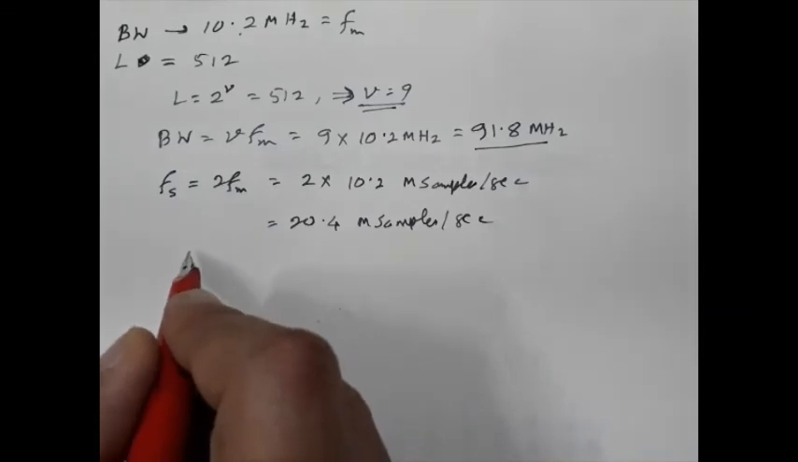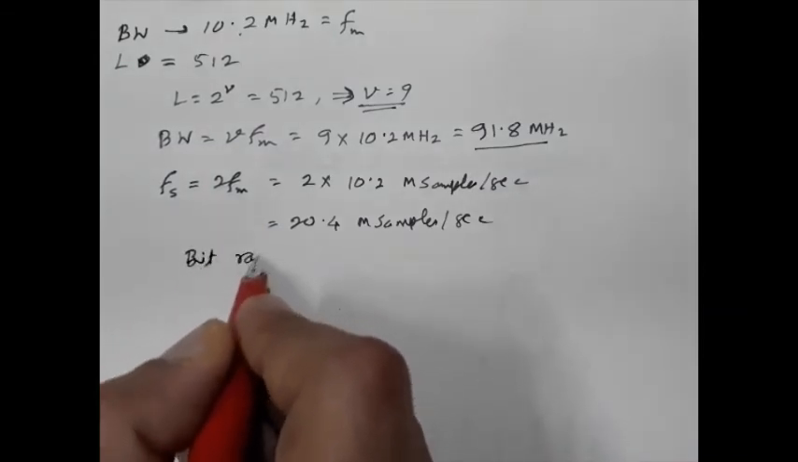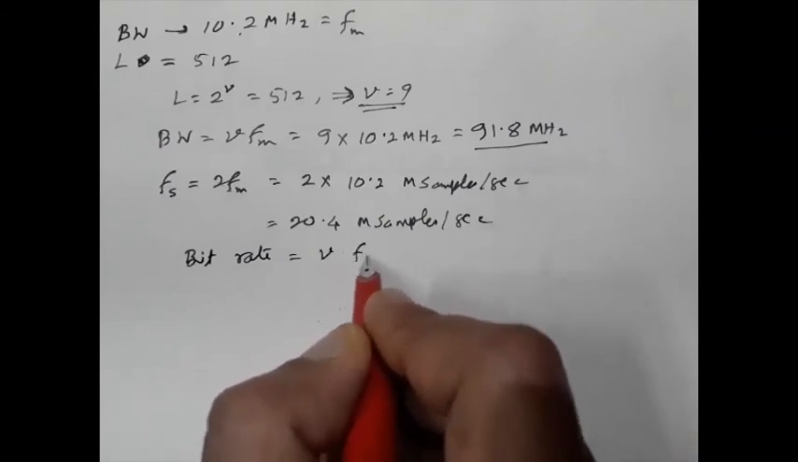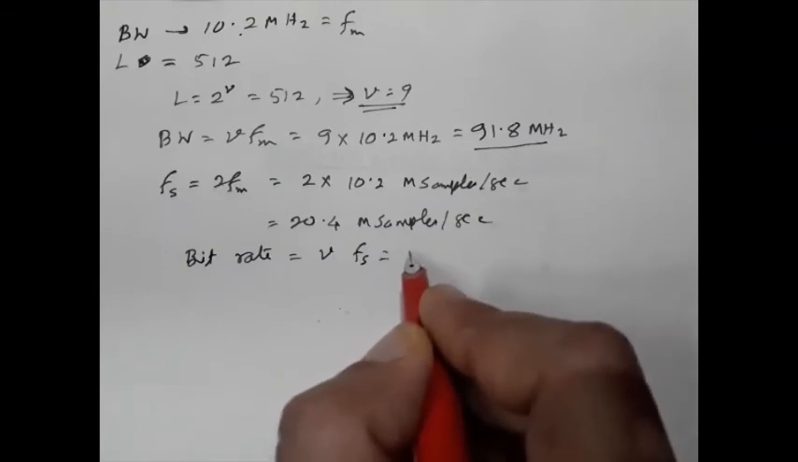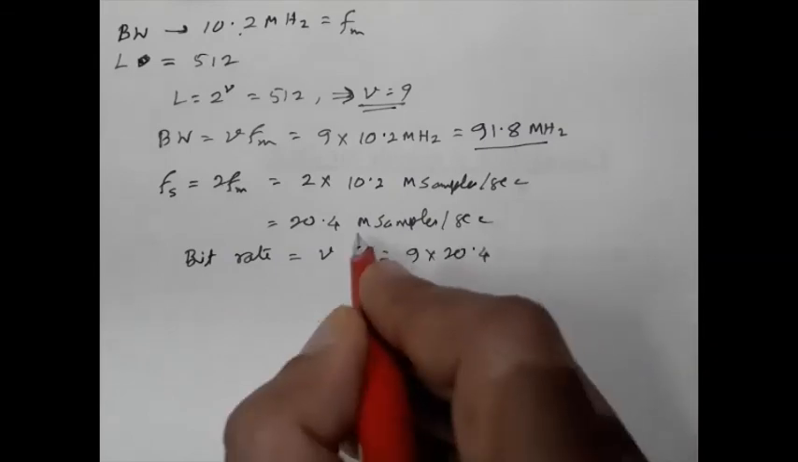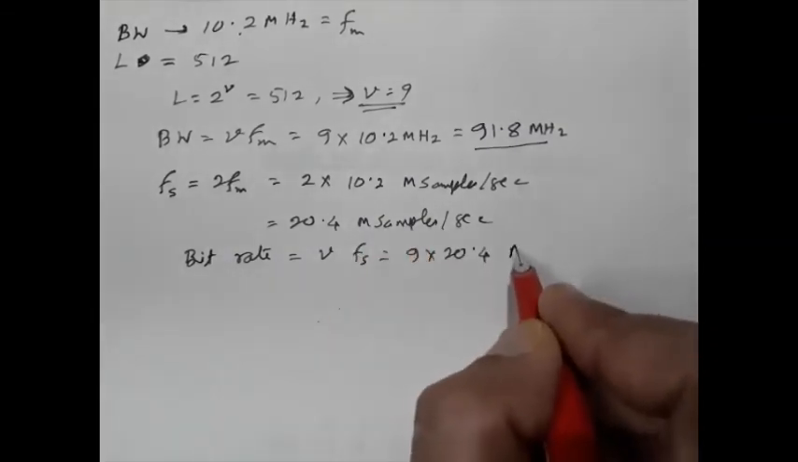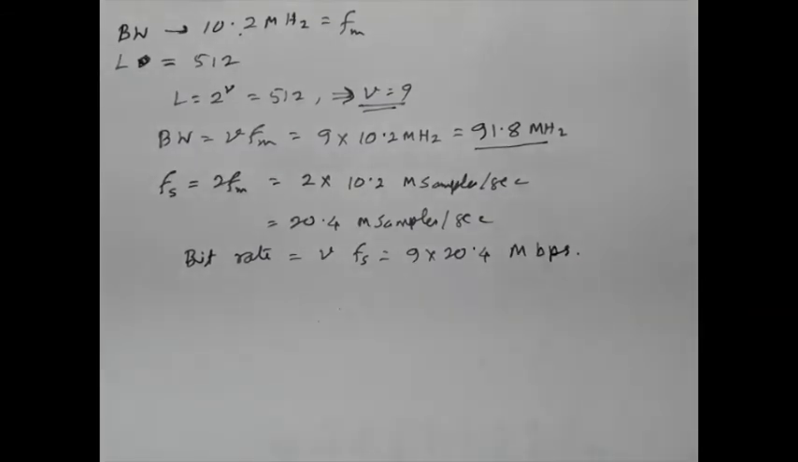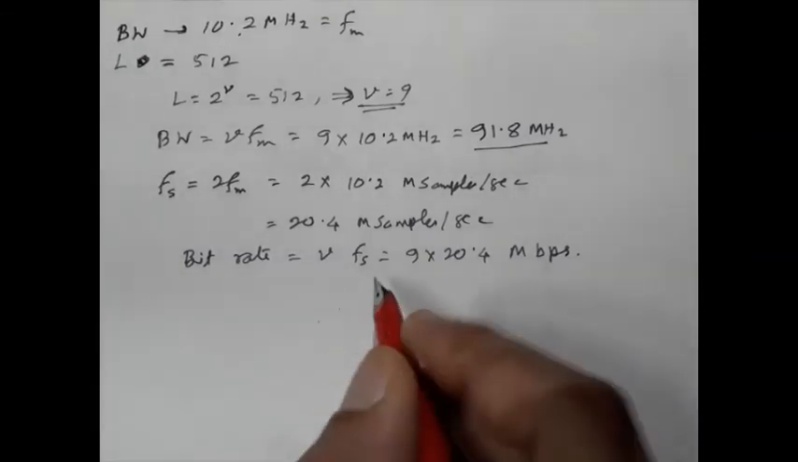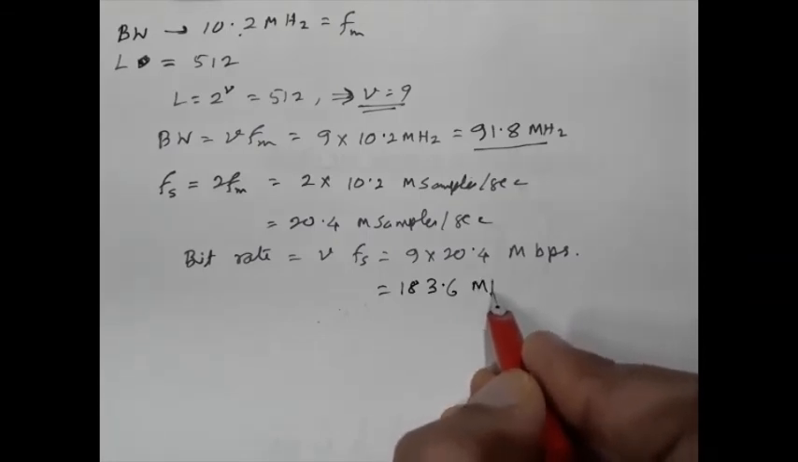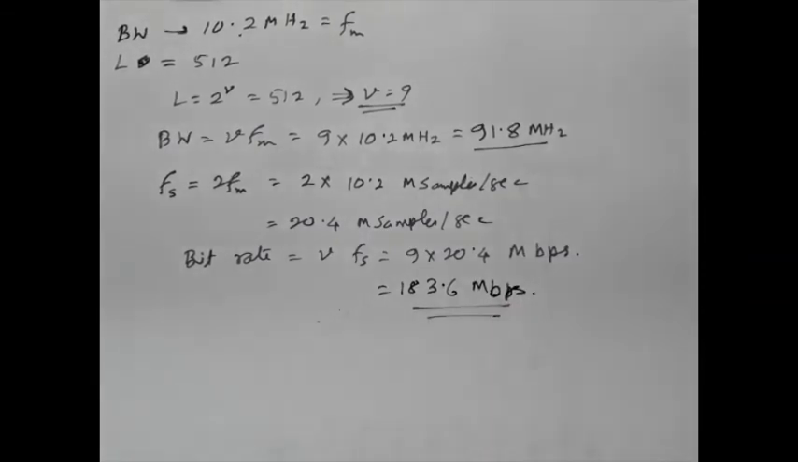So this is the number of samples per second, and for each sample we have 9 number of bits. So bit rate is equal to v into fs, that is equal to 9 into 20.4. Since it is mega sample, so we must have megabit per second, 183.6 Mbps. So this is the answer to the third question.